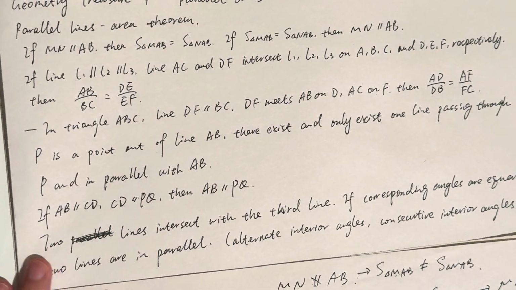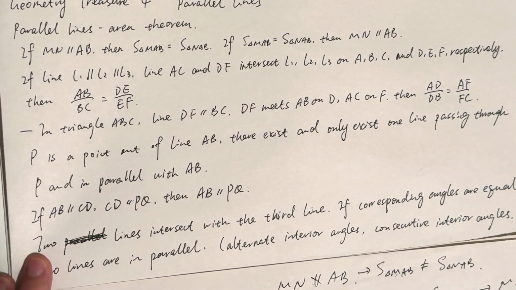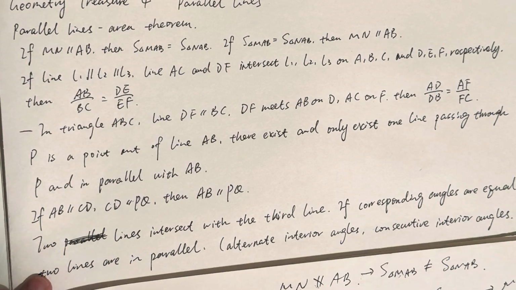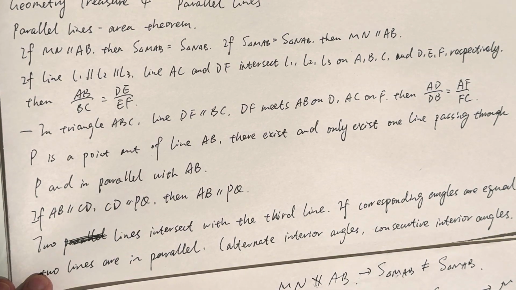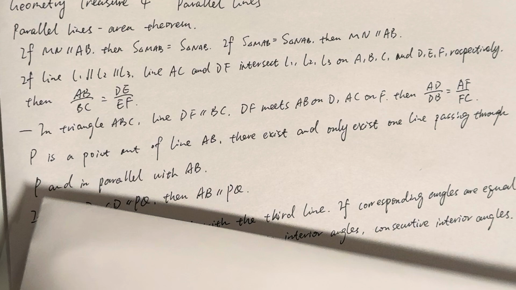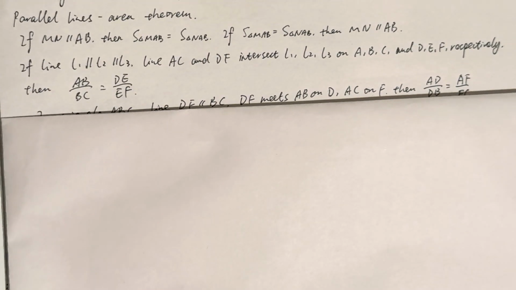Okay, let's see the third one. If line L1 is parallel with L2, which is parallel with L3, and lines AC and DF intersect L1, L2, L3 at A, B, C and D, E, F respectively, then we have this. Okay, so basically it's saying we have 3 lines.